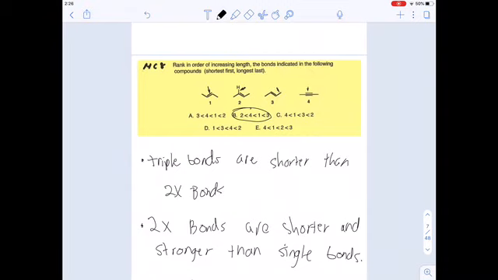So multiple choice A was relatively easy. He's just quizzing you on whether or not you know that CH bonds are the shortest and the strongest bonds.